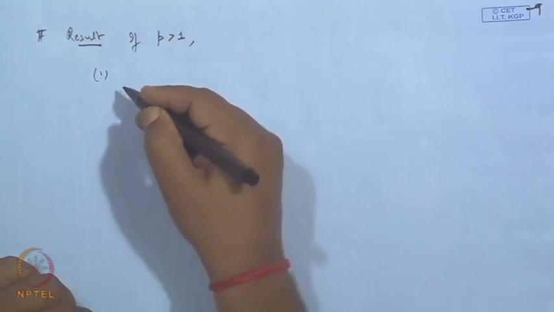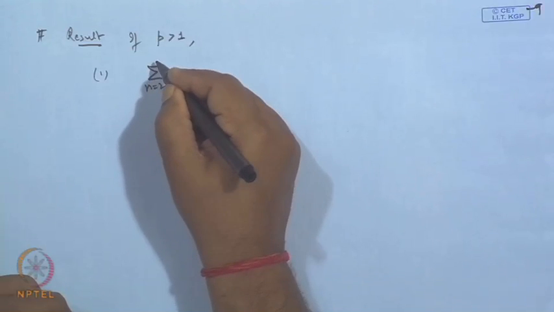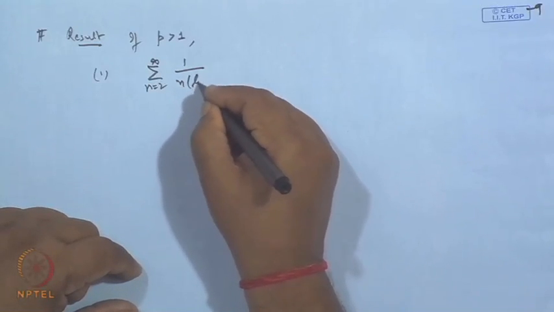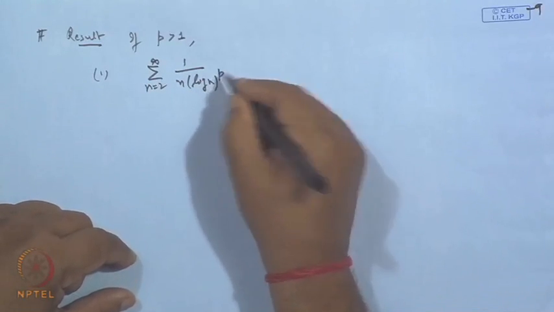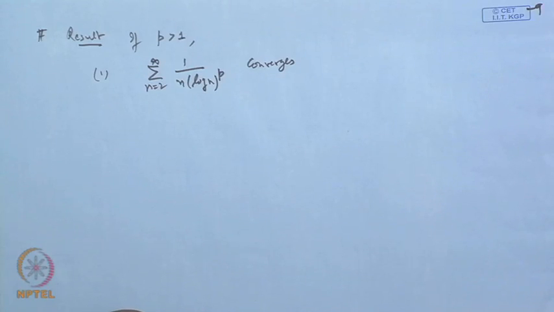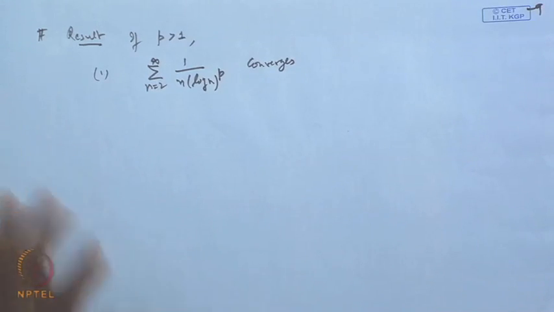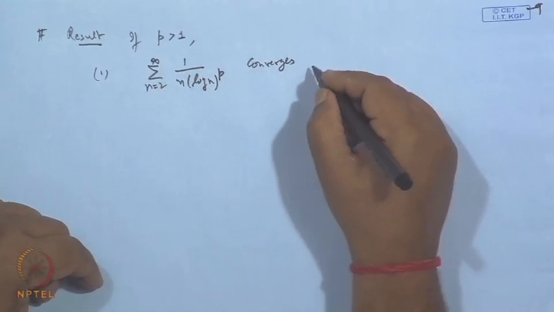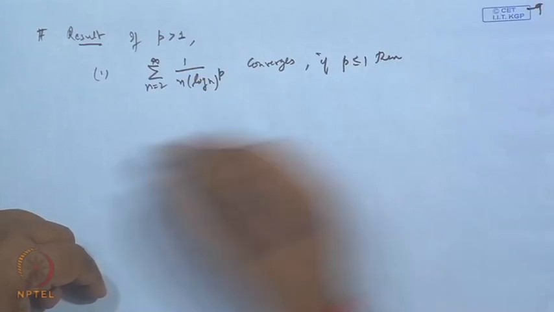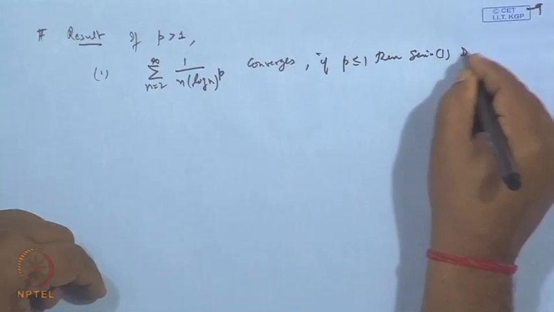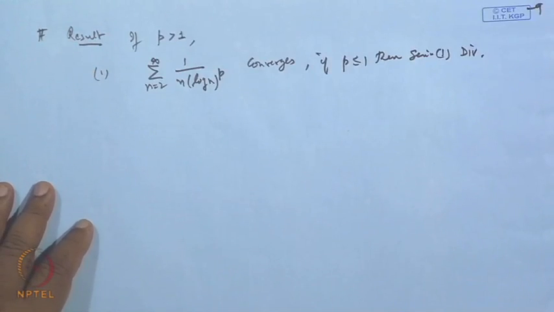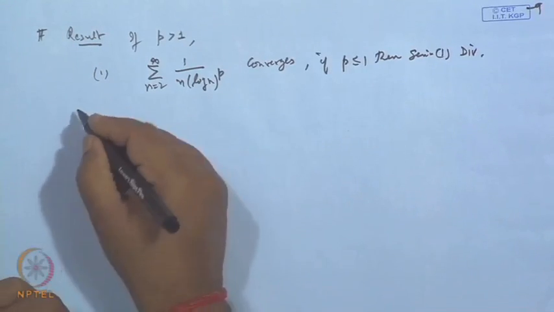Number 1, sigma n equal to 2 to infinity 1 by n (log n) to the power p converges when p is greater than 1, and otherwise diverges; if p is less than or equal to 1, then the series diverges. Again it follows from the same thing. If you go through that one, it follows the same way. How will the solution come?